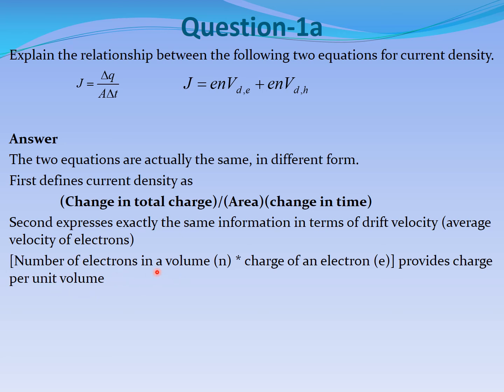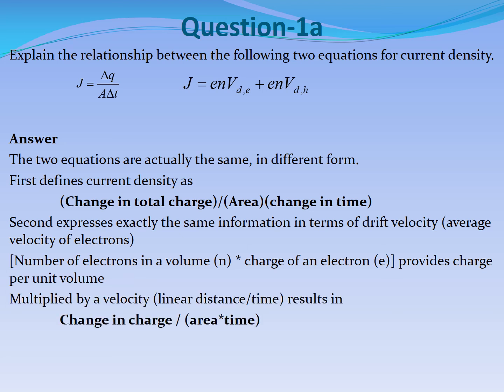So the number of electrons in a volume, n, multiplied by the charge of an electron, e, provides charge per unit volume. You see, charge per unit volume. And when you multiply it by something, right? So this is one thing. Multiplied by a velocity, which is a linear distance per unit time, it results in change in charge upon area upon time again.